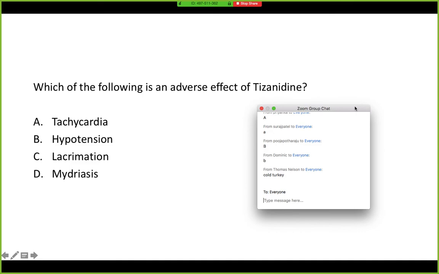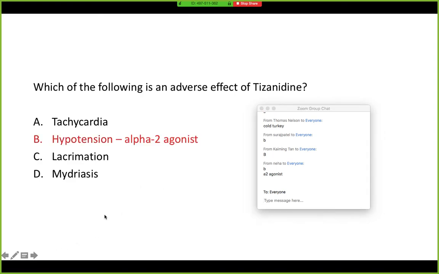Okay, and then last one. Which of the following is an adverse effect of tizanidine? Yeah, so why are you choosing B? Yep, it's an alpha 2 agonist. Yeah, so you're shutting off your sympathetic outflow. So you'll see hypotension.